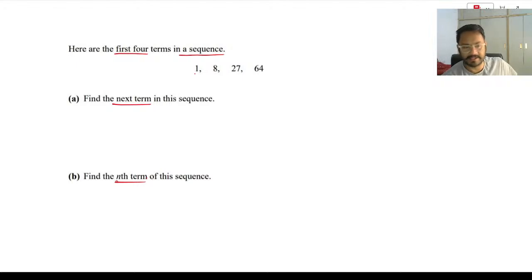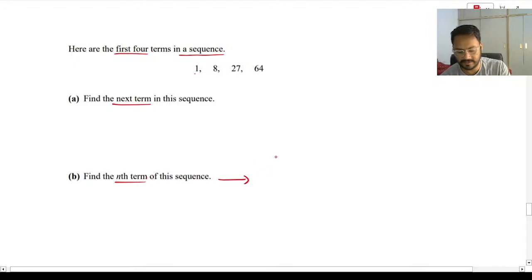Lekhansh is saying n cube will be the answer. Okay, so Lekhansh is saying n cube. So n cube is the answer of B part. That is absolutely correct. N cube.